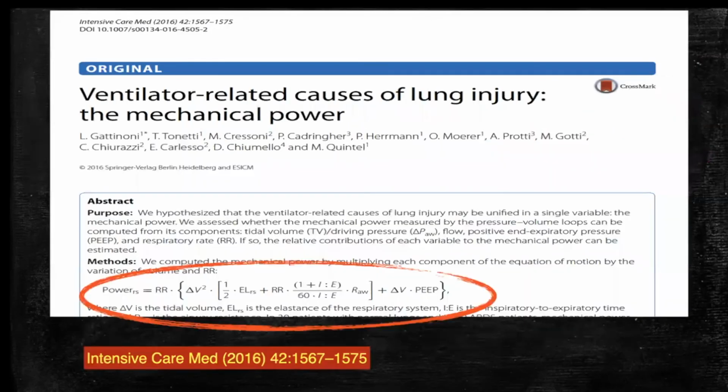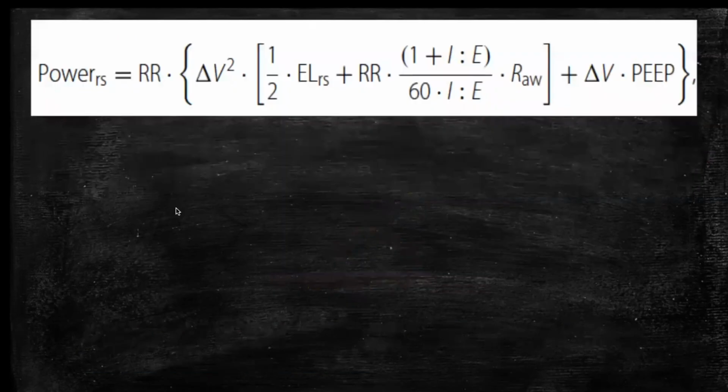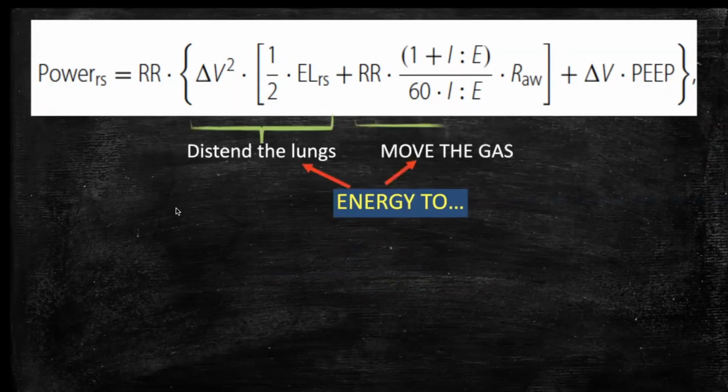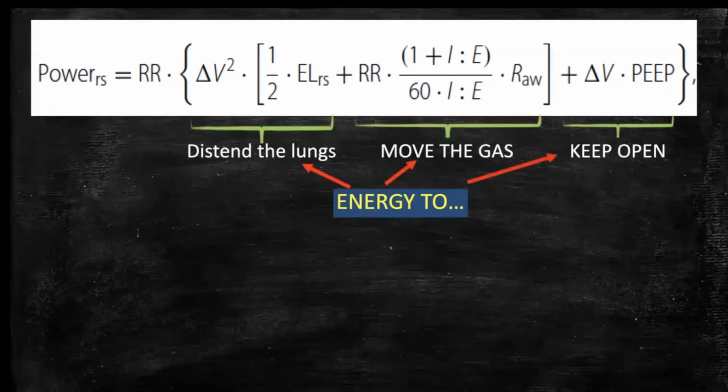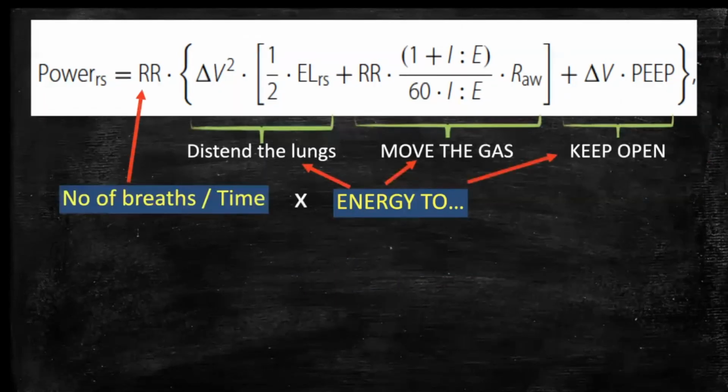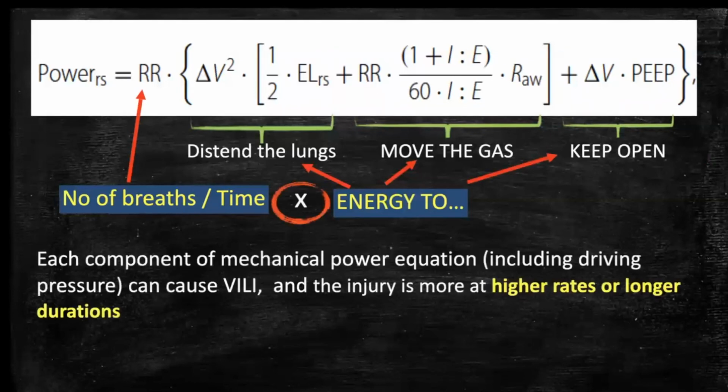So this is the equation given by Gattinoni in 2016 for calculating mechanical power in volume control mode. Subsequently, Becker et al. came up with a mechanical power equation for pressure control mode also. So you have energy to distend the lung, to move the gas, and to keep the alveoli open during expiration. And all these things, when multiplied by respiratory rate, give mechanical power.